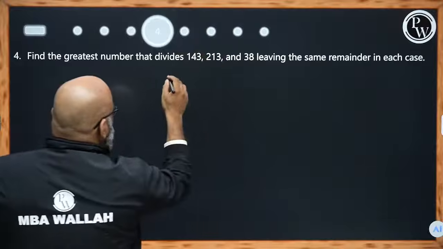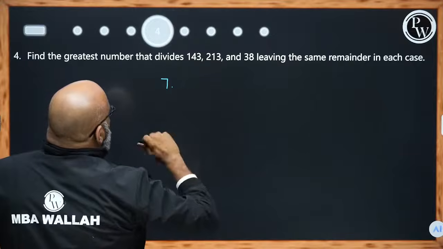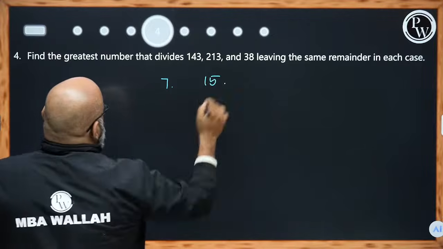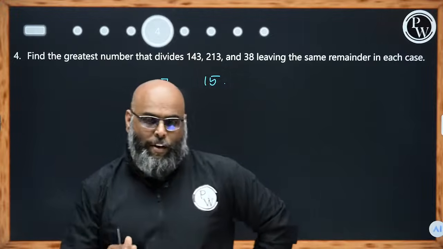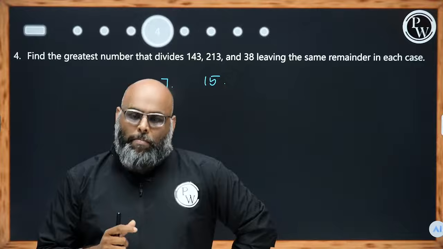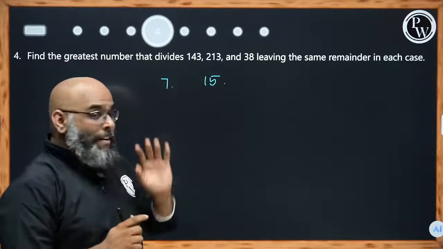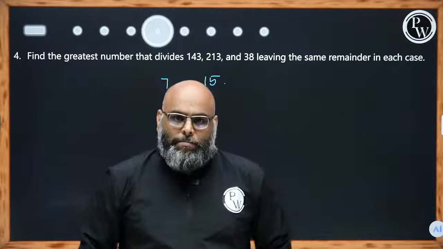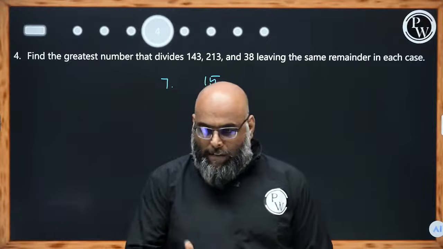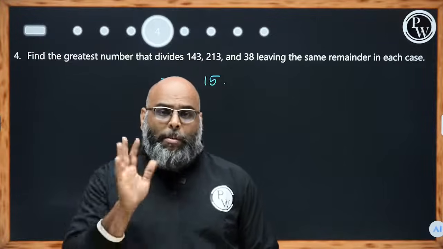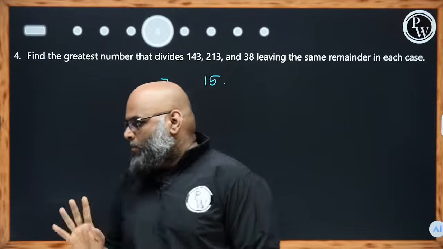If I say there is a number called 7 and then there is a number called, let's say, 15. 7 and 15, I am giving you two numbers. I want you to tell me what is a number that will divide both 7 and 15 leaving the same remainder. Give me one number that will divide 7 and 15 leaving the same remainder. I am not telling you what number, I am not telling you largest number and all. Give me one number that will work.